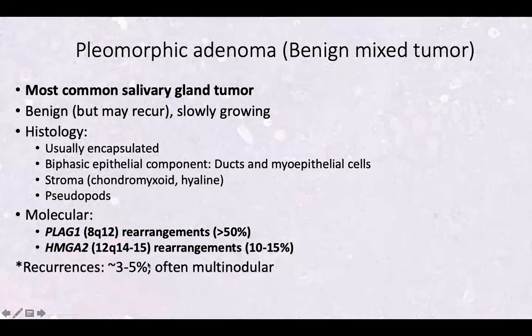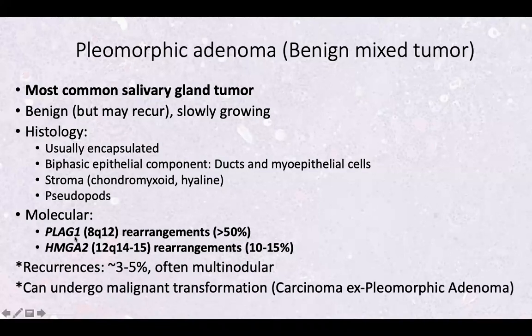All right, and then like I said, you can get recurrences in these. They occur 3 to 5%, so not terribly common. But when they do recur, they can be quite disfiguring. And usually surgeons say they have like 2 chances. If you don't get it all out on the second try, then often these patients are just stuck with these for life, and they can be really horrific. And they can undergo malignant transformation and become carcinoma ex PA. We'll spend a little bit of time talking about that.